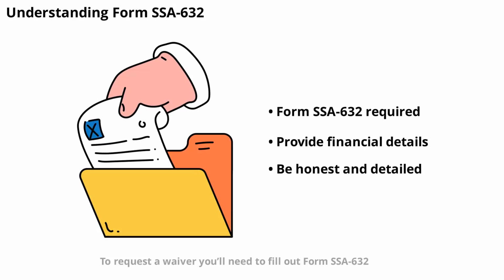To request a waiver, you'll need to fill out Form SSA 632, also known as the Request for Waiver of Overpayment Recovery. This form asks for details about your finances and the circumstances of the overpayment. It's important to answer every question honestly and provide as much detail as possible to support your case.